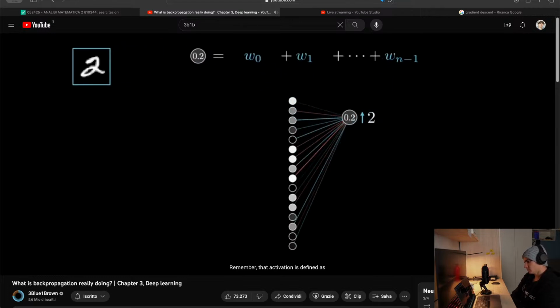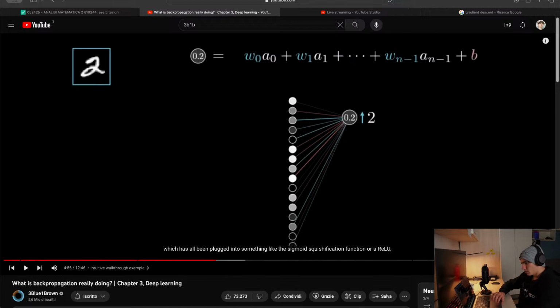Remember, that activation is defined as a certain weighted sum of all of the activations in the previous layer, plus a bias. So this 0.2, which is the activation of the 2, what is it? It's the linear combination of the weights times the activations of the previous neurons, plus a bias, all then plugged into something like the sigmoid squishification function, which gives us an output between 0 and 1, or a ReLU.